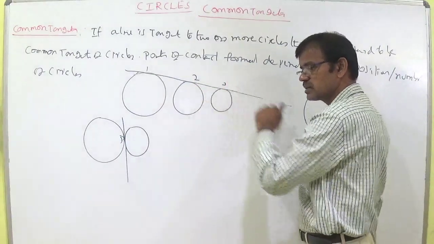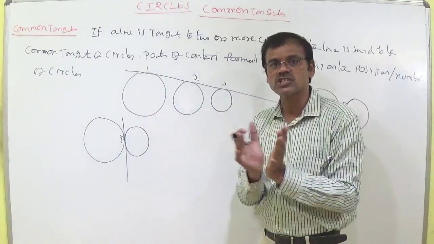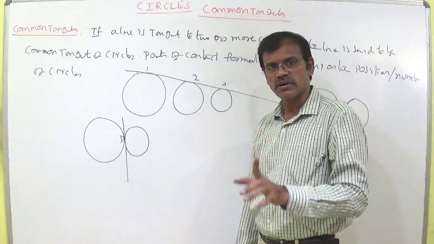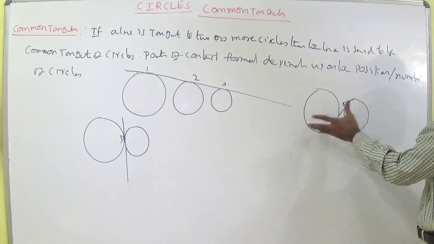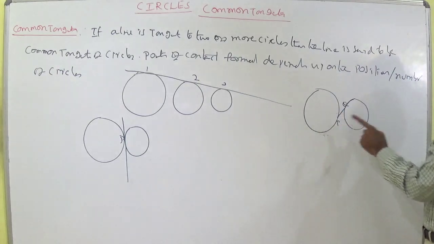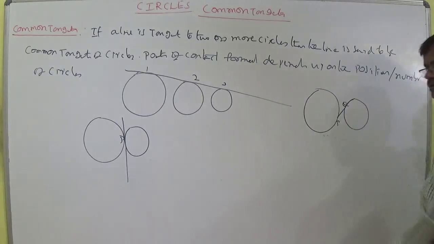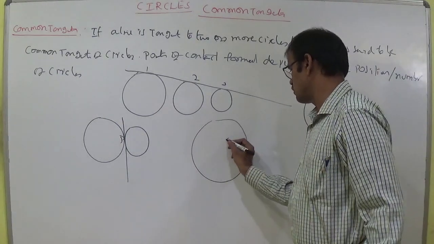Line is one and points of contact are different. But here the circles are touching each other externally. Then it becomes only one tangent, which is called a common tangent. Now we have drawn separate tangents for separate circles. Then only one tangent. If you draw one tangent, this is a point of contact and this is a point of contact. Now let us discuss another example.